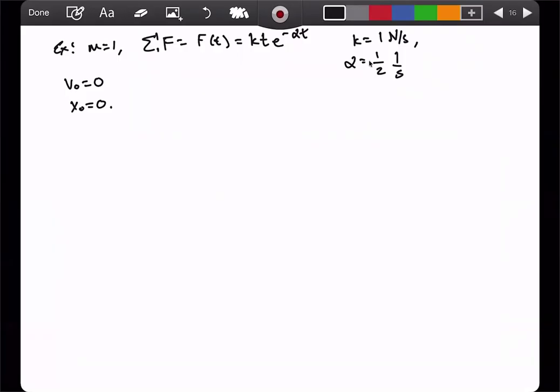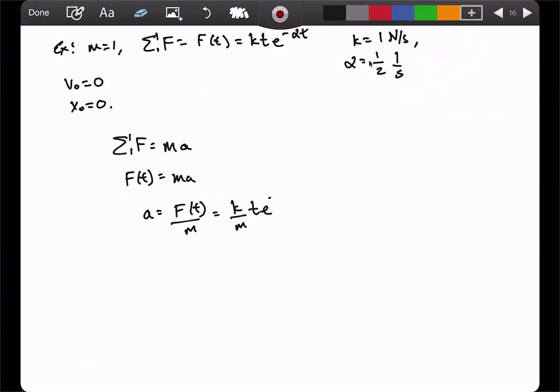So let's start off with the acceleration. So what do we know? We know the sum of the forces acting on the system must then be equal to the mass times the acceleration. Now, what else do we know? We know the net force acting on our system is simply f of t. So we get f of t then is equal to ma, which means the acceleration then is going to be equal to f as a function of time divided by m. Putting everything in, this gives me k over m times t e to the minus alpha t. So this then is my acceleration as a function of time.